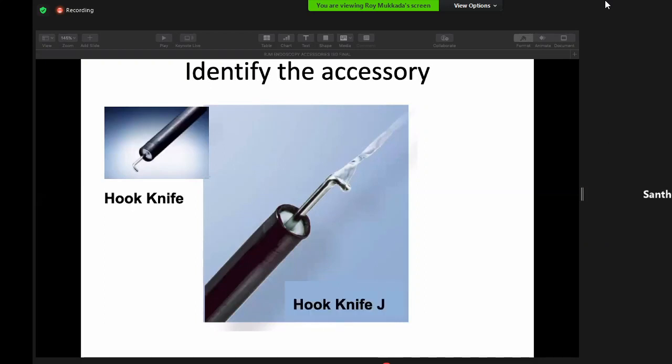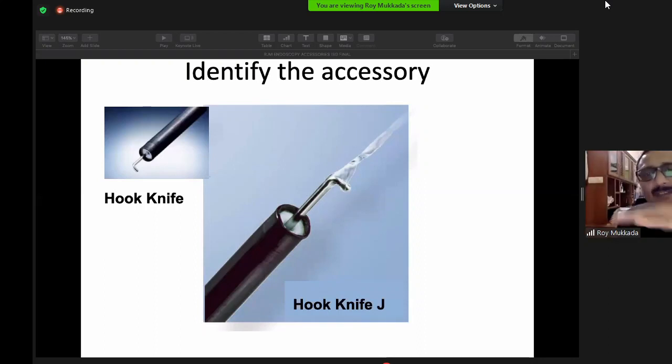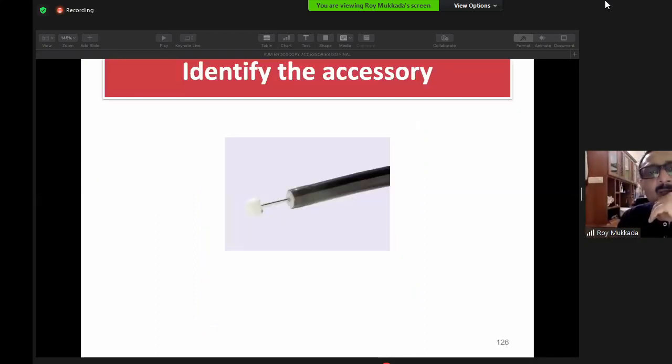This is a hook knife. This is a hook knife J again. It's got a water jet one, auto injecting port. So identify this accessory.